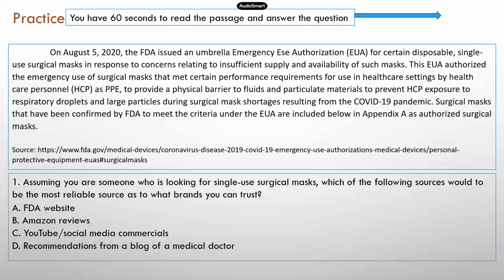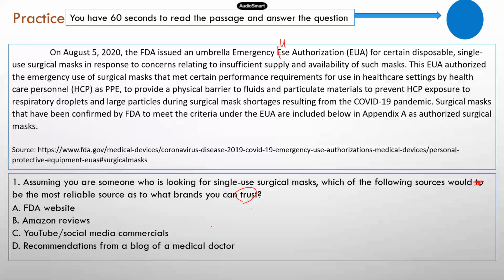All right, this is about the use of surgical masks. So question 1, assuming you are someone who is looking for single-use surgical masks, which of the following sources would be the most reliable source as to what brands you can trust. Now, the trust is the key word, right? So that means the products are made very well, right, and have been tested by the regulatory authority.